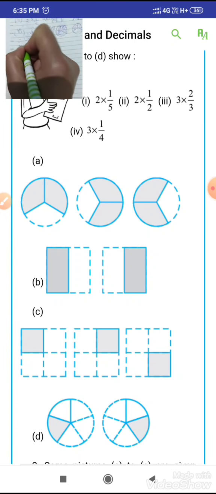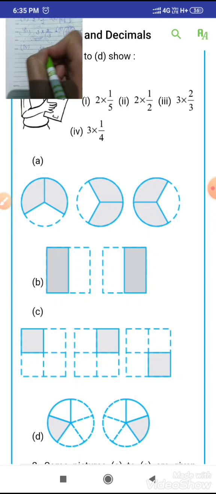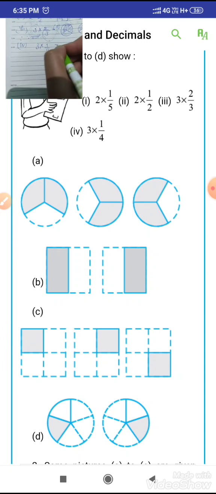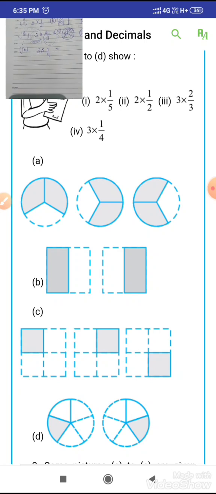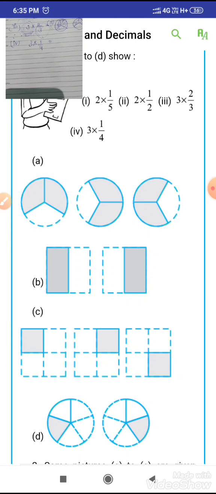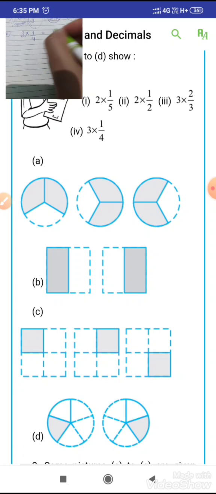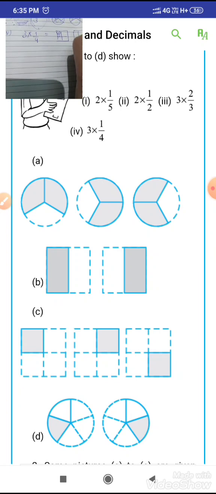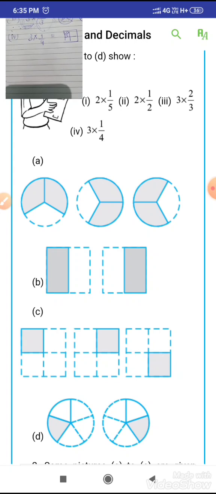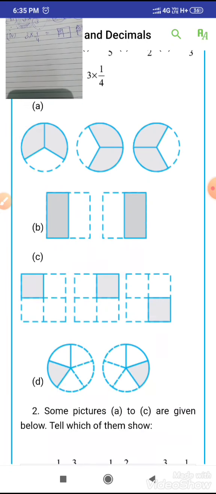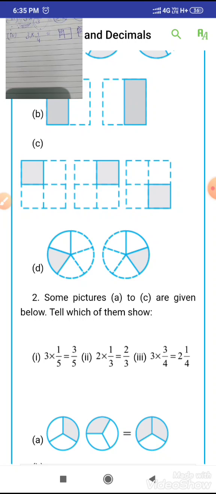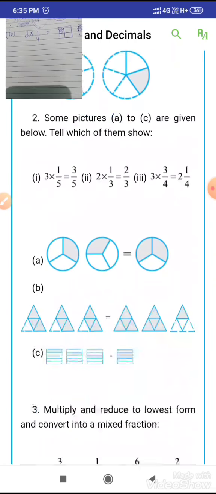Now move to our fourth part. In the fourth part, 3 multiplied by 1 upon 4. For this, we have to find an option in which 3 drawings are given and each drawing has only 1 upon 4th part shaded. For this, we match this option with C, in which 3 circles are given and each circle has only 1 upon 4th part shaded. In this manner, you complete your first question and second question.